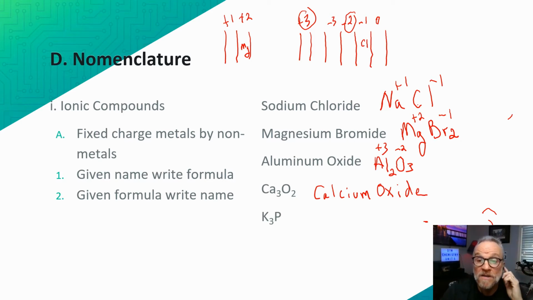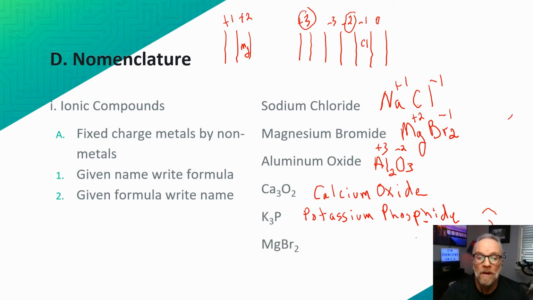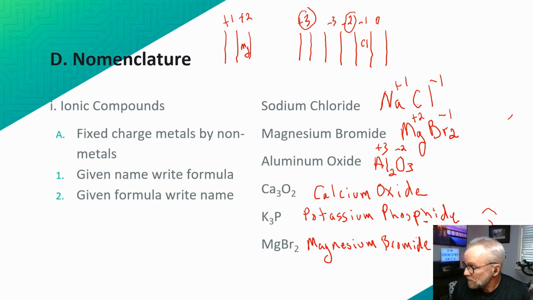Potassium phosphide. Alrighty. And then magnesium bromide. Very good. Alright, so those are the main group metals by nonmetals. There are 3 exceptions to that, and let's go over those. They are tin, antimony, and lead.